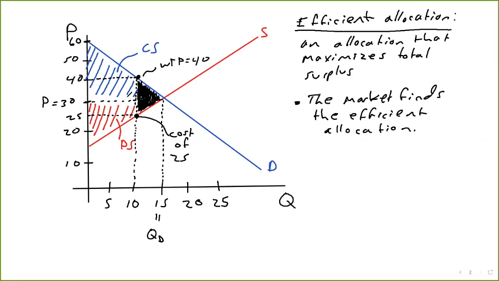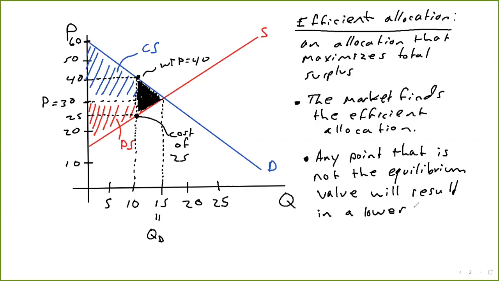And so you can increase total surplus by moving from 10 to 15 and capturing the surplus represented by this triangle. So in short, any allocation or any point on the graph that's not where supply meets demand is going to have a lower total surplus than the market allocation. So that's the upshot of this module: markets efficiently allocate resources to maximize the total well-being of everyone involved in the market. There are exceptions, which we'll talk about in the future, which is when you have a market failure, and we'll address those situations and what to do when the market isn't functioning properly.